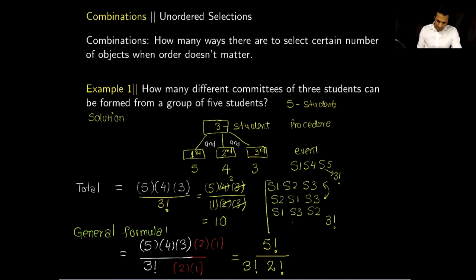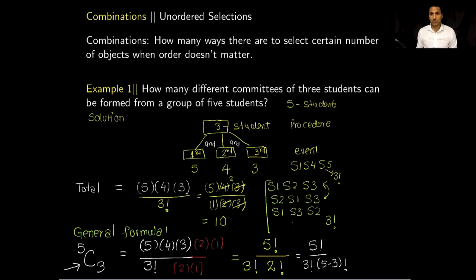Also notice that this is going to be 5 factorial over 3 factorial, and you can write the 2 factorial as 5 minus 3 factorial. The reason is that we have 5 students and we choose 3 students out of them. So we want to write everything in terms of 5 and 3, and this is the notation.